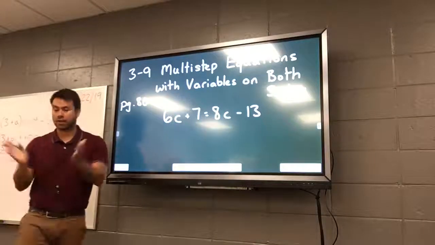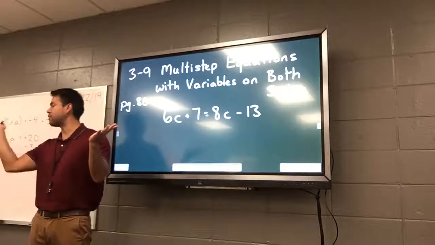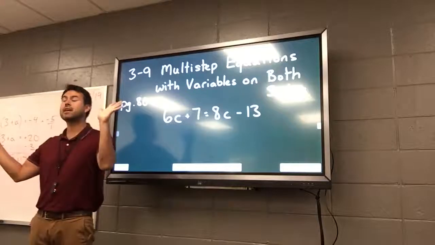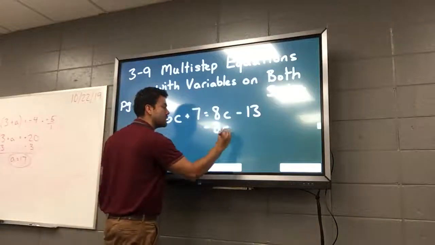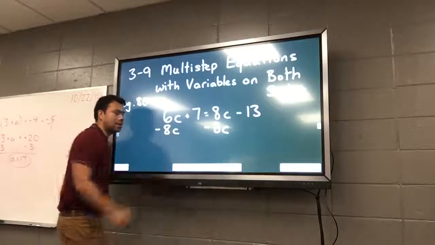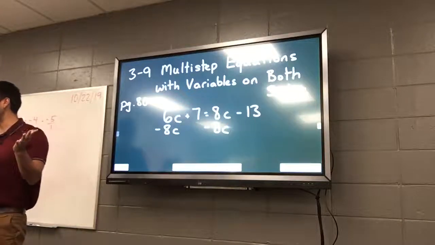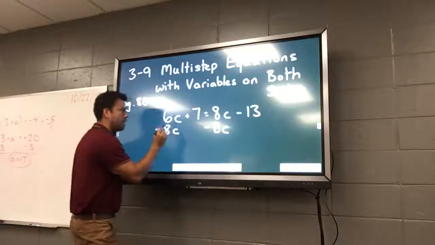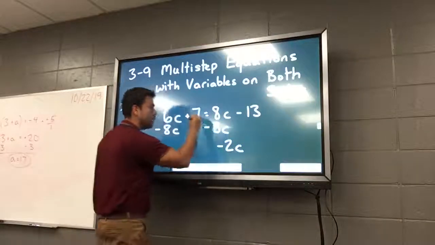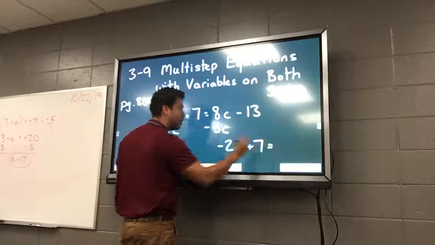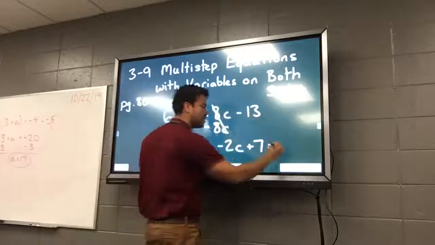But are both sides simplified? Both sides, are they as simple as can be? Yes. And I took away the 6c from this side. This time, I'm going to take away 8c from the right side. So I'm going to subtract 8c from both sides. And I am allowed to do that because of the subtraction property of equality. I can take away the same thing from both sides. All right. What's 6c minus 8c? Negative 2. So I got negative 2c plus that 7 equals, well, what's 8c minus 8c? 0 minus 13.